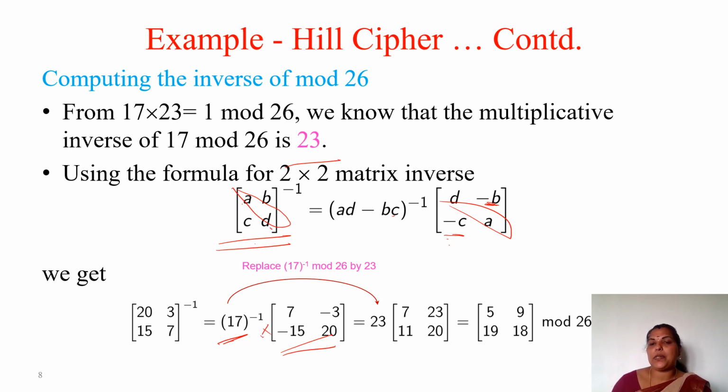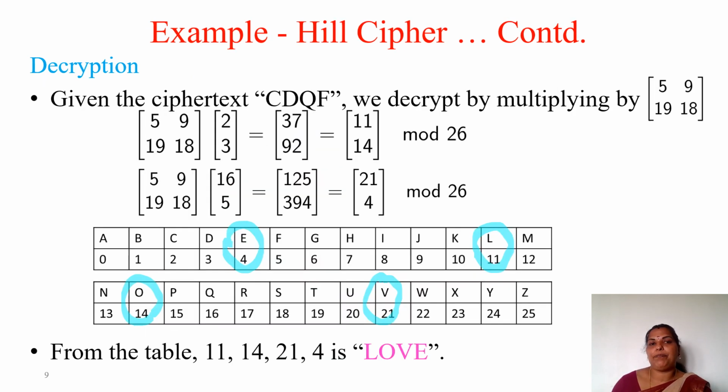So what is 17 inverse? It is 23. So 23 into this value. Minus 3 also we do mod 26: minus 3 plus 26 equals 23. Then minus 15 plus 26 equals 11. 7 mod 26 is 7 only, and 20 mod 26 is 20 only, so no issue. Then we perform the matrix multiplication, and we get 59, 19, 18 mod 26.